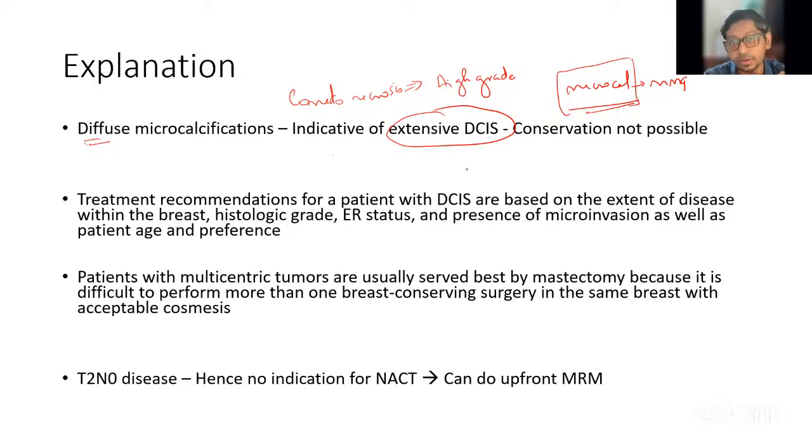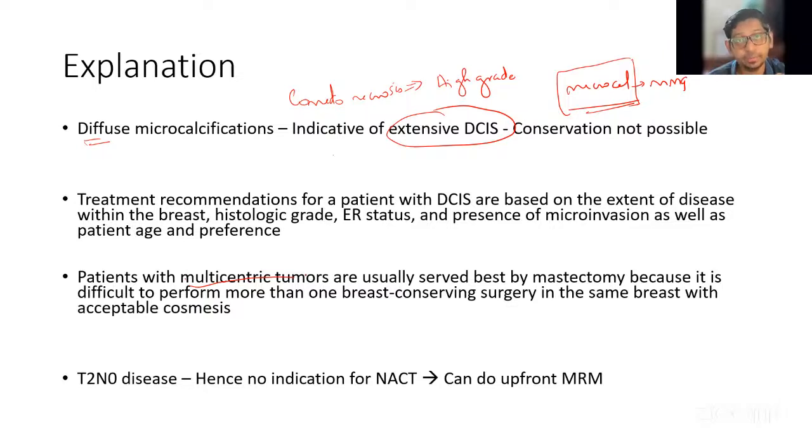Now, remember, when we have DCIS, there are multiple options that we have for management. All depends on the extent of the DCIS that we have, the histological grade, and whether there is a risk of microinvasion, etc. Of course, patient preference also is an important factor. So remember, again, a very important point: multicentric tumors. Now, multifocal tumors are a relative contraindication for BCS. However, patients who have two tumors in the same quadrant, you can still do a breast conservation surgery.